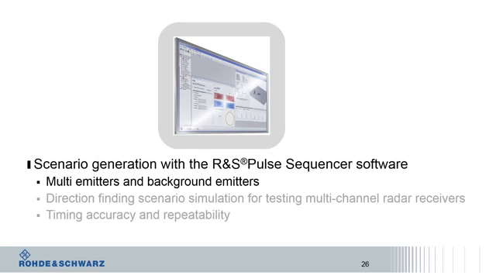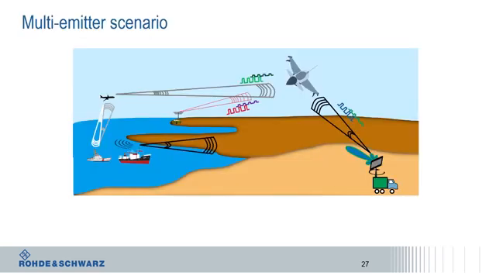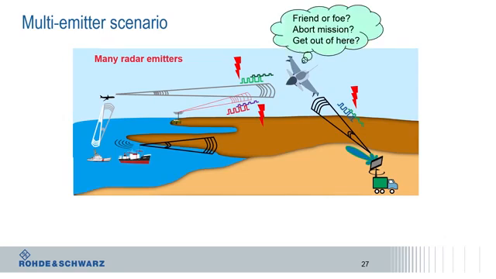So first of all, let's look at a typical multi-emitter scenario. In a multi-emitter scenario, you have an aircraft flying somewhere. You have ground-based radar, which is detecting the aircraft. On the other side, you have also other radar signals occurring. Many of these radar signals might be threatening radar signals or might also be friendly radar signals, so you don't know as a pilot. So you have to ask yourself the question, is it a friend or is it a foe? Do I have to abort my mission or do I have to get out of this situation here?